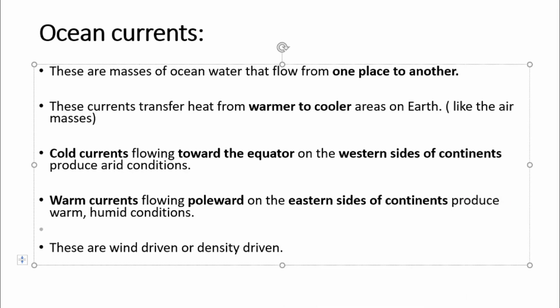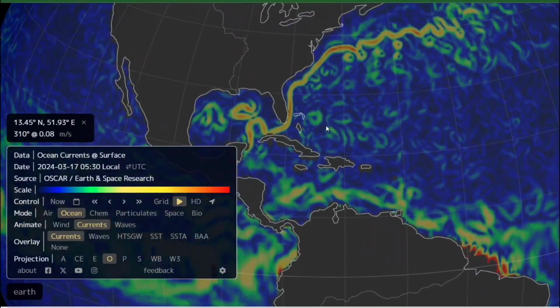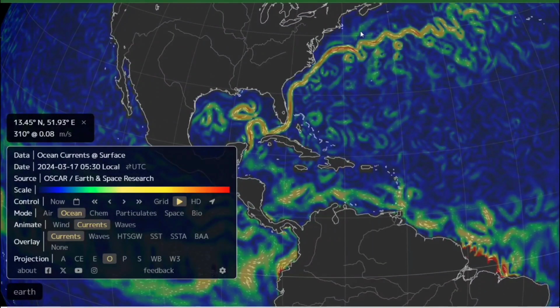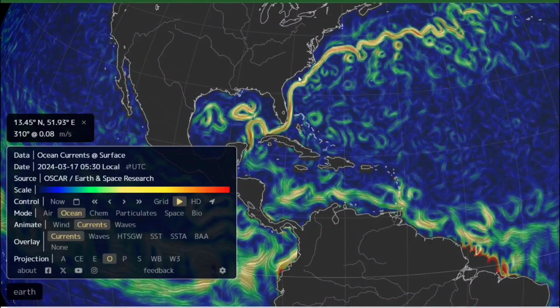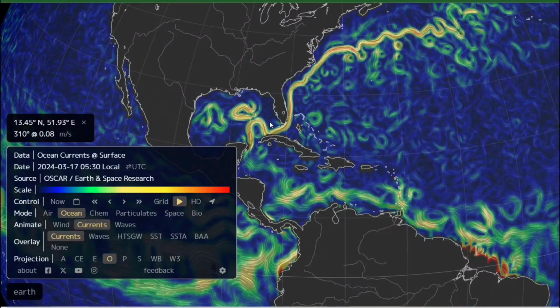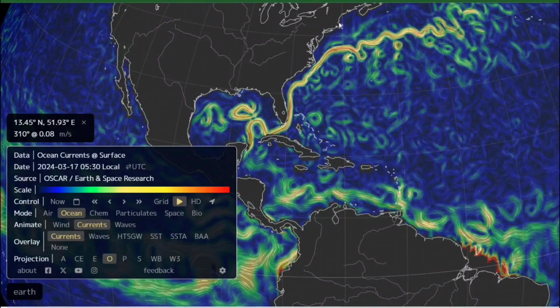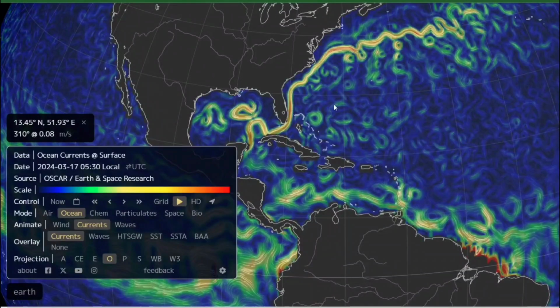So if you see in this model, you see that this is the USA and Mexico and this is Canada, and you see that this is the Gulf Stream, a very prominent current. So this is the eastern boundary of the continent, while this is the western boundary of the Atlantic Ocean. Okay, so remember this statement.